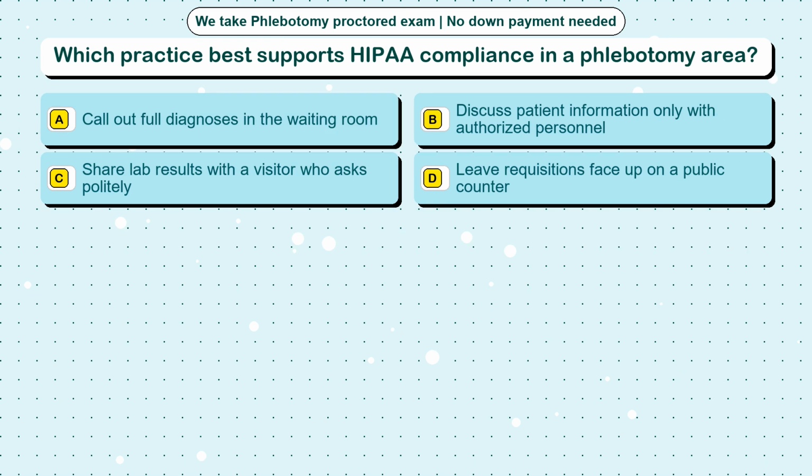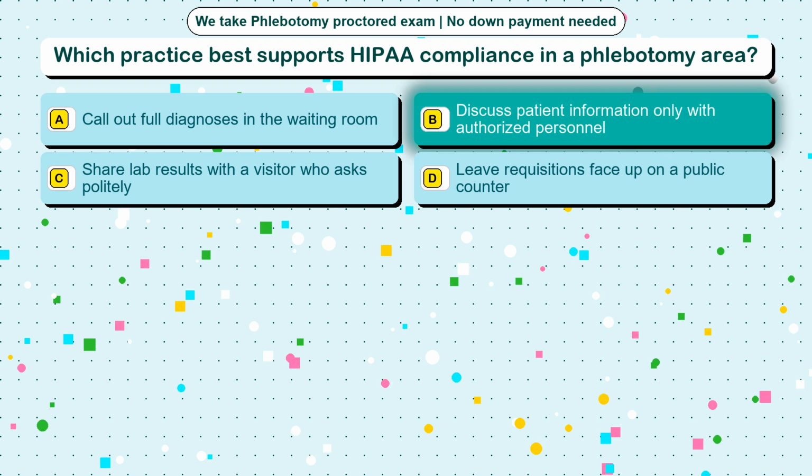Question 32. Which practice best supports HIPAA compliance in a phlebotomy area? Option A. Call out full diagnoses in the waiting room. Option B. Discuss patient information only with authorized personnel. Option C. Share lab results with a visitor who asks politely. Option D. Leave requisitions face up on a public counter.